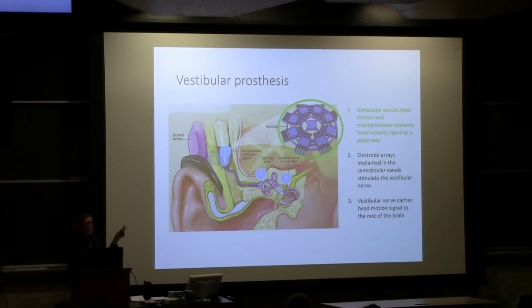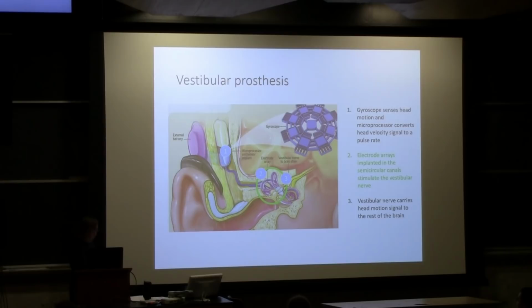So I'll just finish this part of the lecture by showing you a little bit about how that prosthetic looks. So here's the gyroscope that sits on an external magnet. So you have basically a magnet under the skin, and you can kind of then mount this to the magnet. It has a microprocessor that converts head velocity into a pulse rate using, again, this mapping function that's based on real neurophysiology. So it's a nice place where basic science informs prosthetic design. The electrode arrays are implanted deep within the canals, okay, and can stimulate the vestibular nerve.